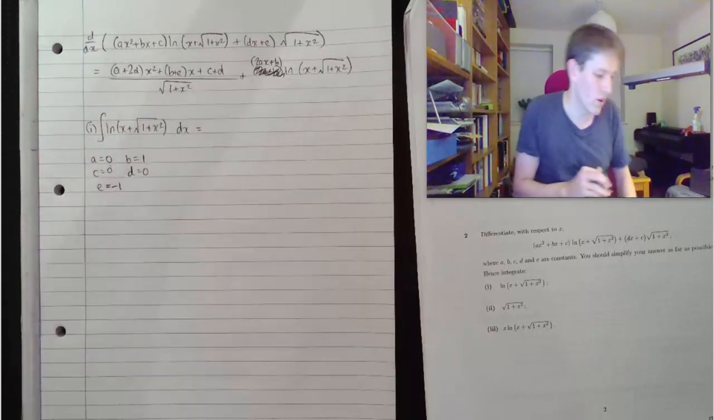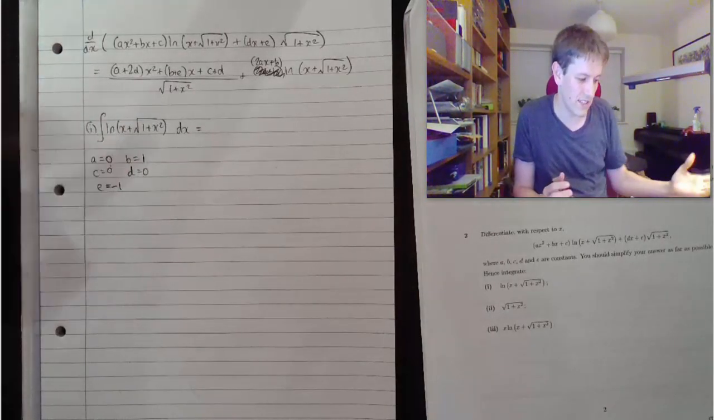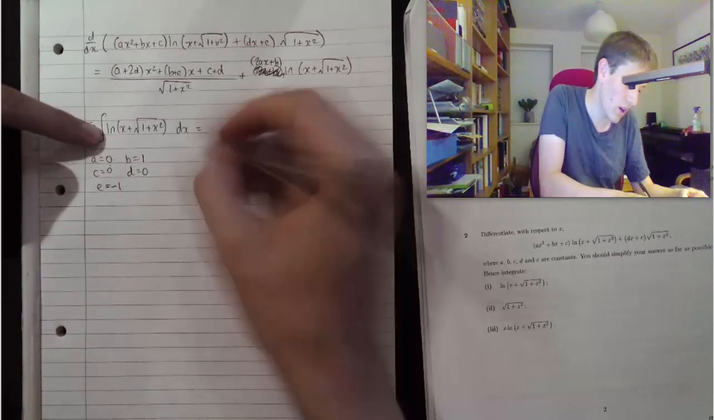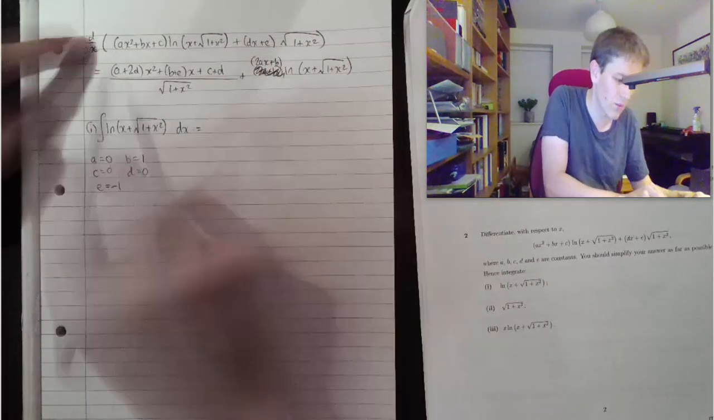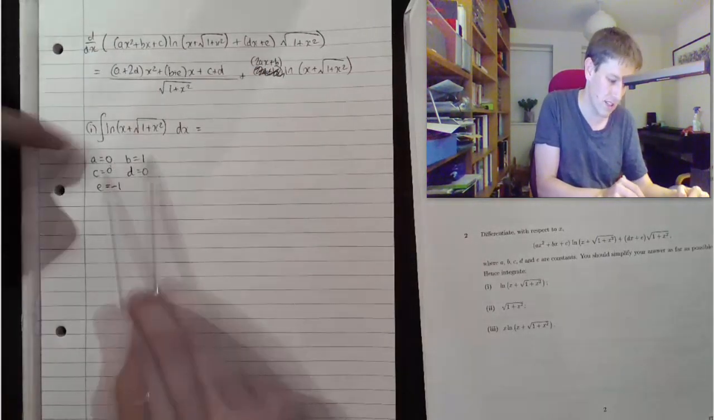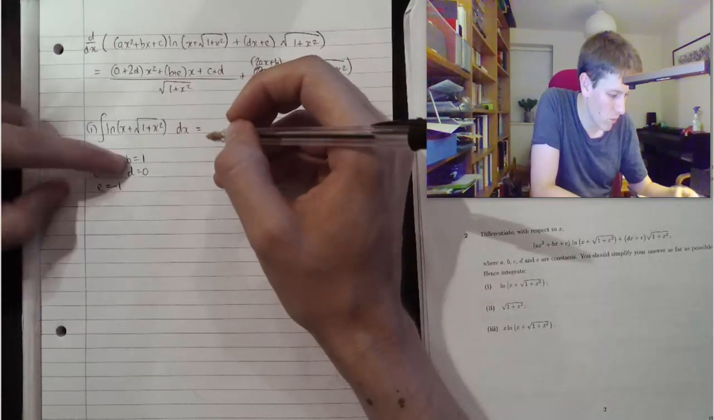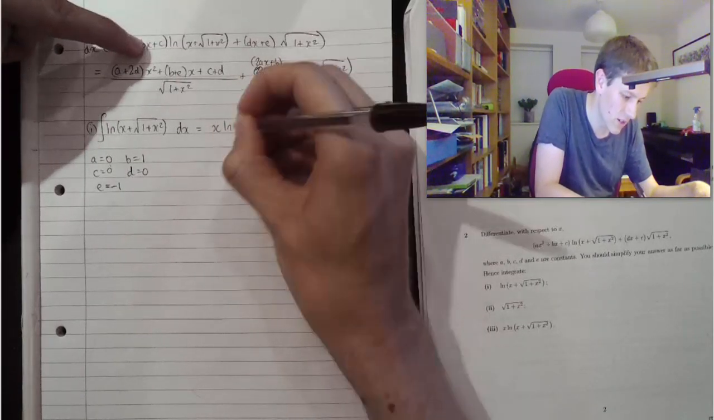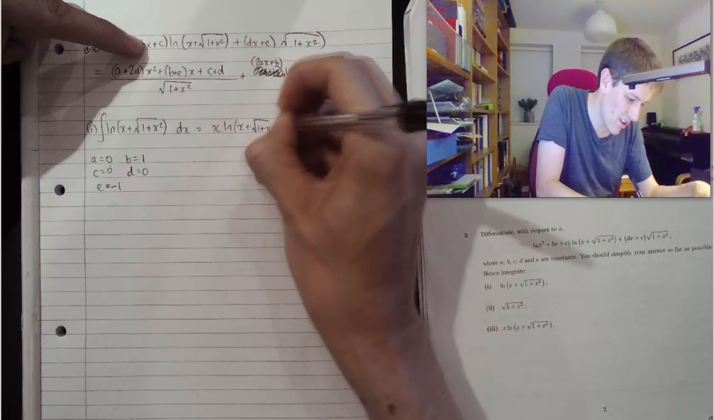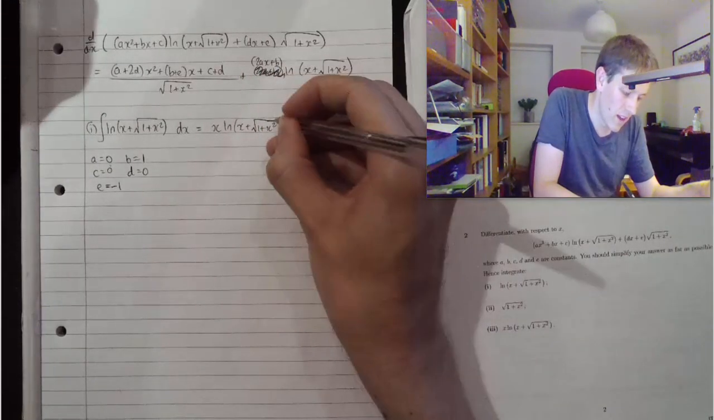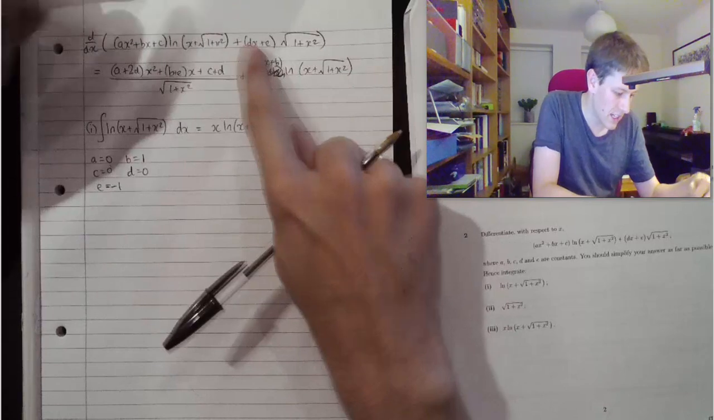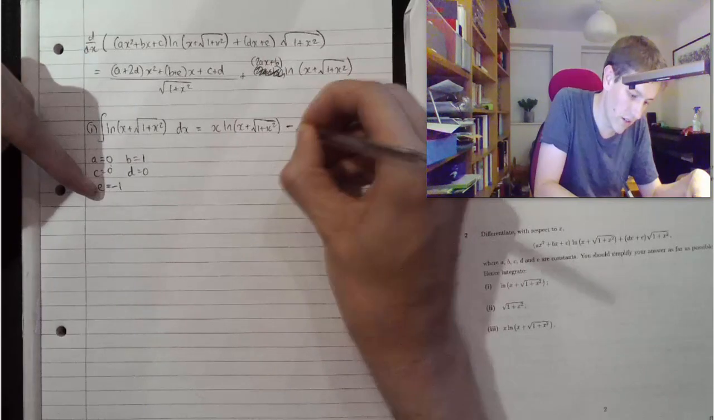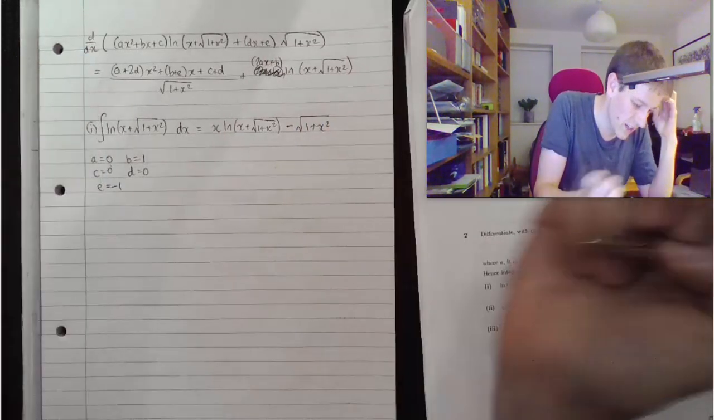Okay, so with those choices of a, b, c, d, and e, this is exactly the integral that we want. So when I integrate this, I would get whatever this is with these choices of a, b, c, d, and e. Okay, so a is 0, b is 1, c is 0, so I get just 1x here. So I've got x times log of x plus root 1 plus x squared, and then plus e, so d is 0 and e is minus 1, so I've got minus the square root of 1 plus x squared. And now I should add a constant of integration.